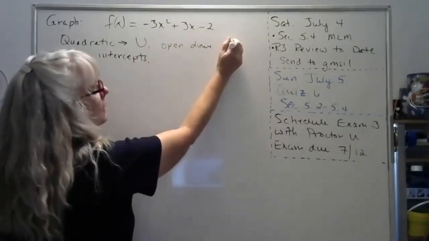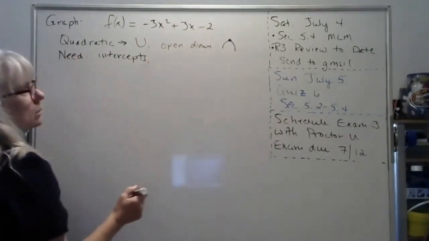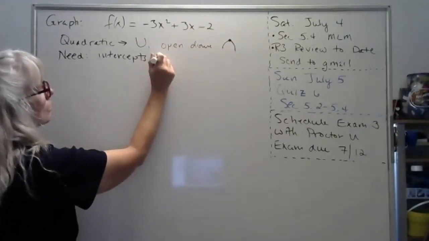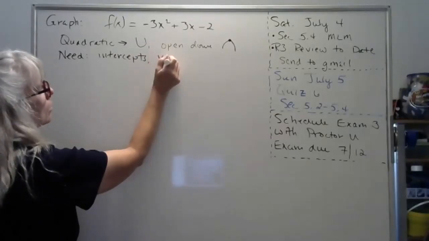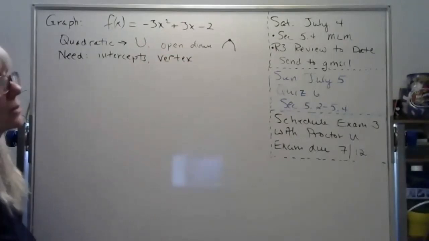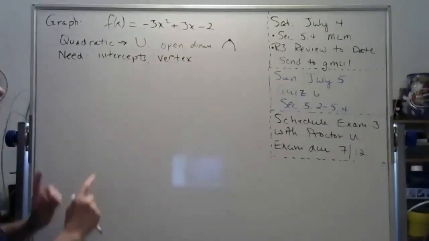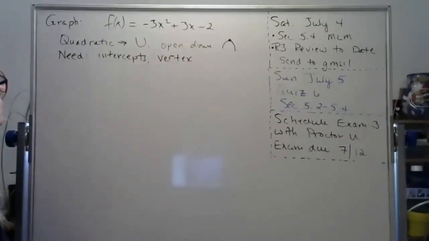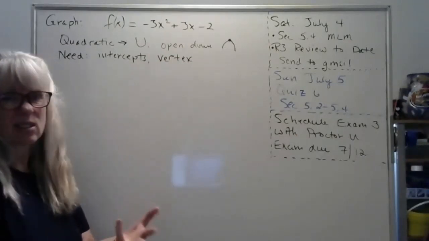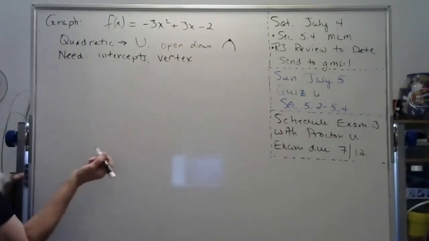Would it be helpful if we had that top point? Does anybody remember what we called that? Maximum? How about vertex? So the vertex, so yes, it is the maximum, but to plot it, we need it as the vertex. Okay, so that's what we need, and that's all you need. You need the vertex and you need those intercepts. So let's go find them. I'm going to do the vertex first.